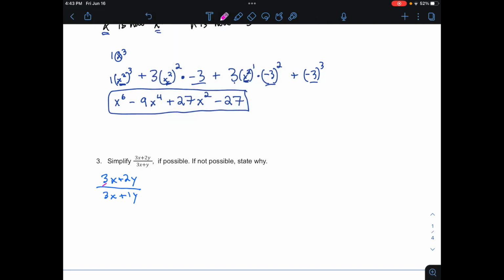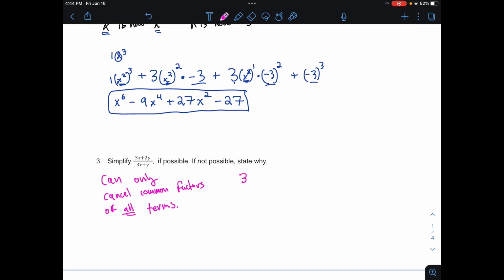It might be tempting to say, oh, we have 3x and 3x, let's cancel that. And then 2y and 1y, maybe we turn it into 2 over 1. Oh, yay, but not yay. Because you can only cancel common factors of all terms. So I can't cancel anything that's not a common factor of everything.